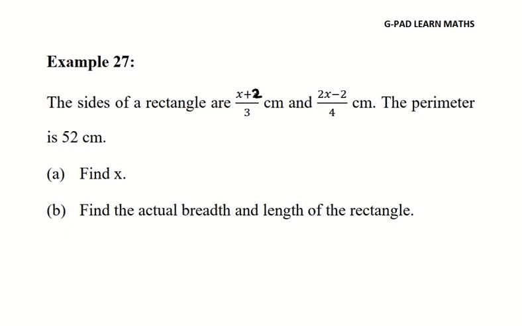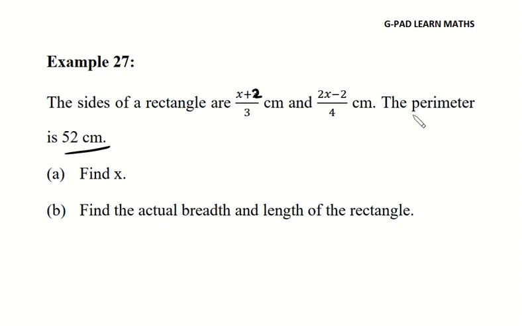Okay, example 27 says the sides of a rectangle are (x plus 2) over 3 centimeter and (2x minus 2) over 4 centimeter. The perimeter is 52 centimeter. Find x and find the actual breadth and length of the rectangle. All right, so what do we do in this case?